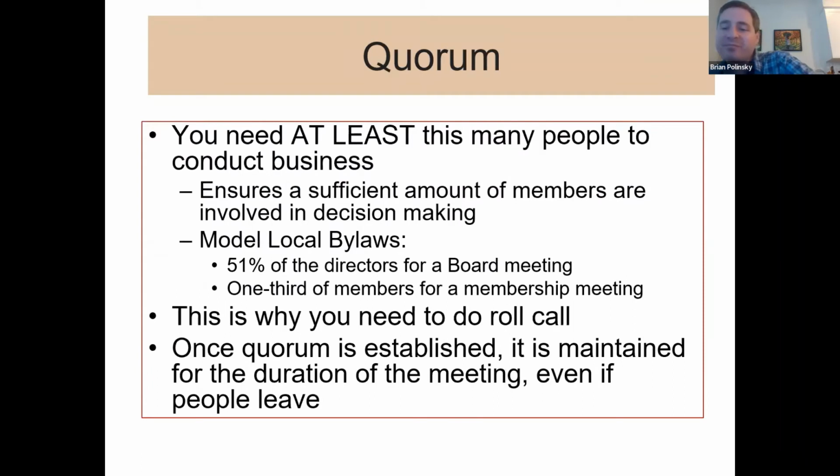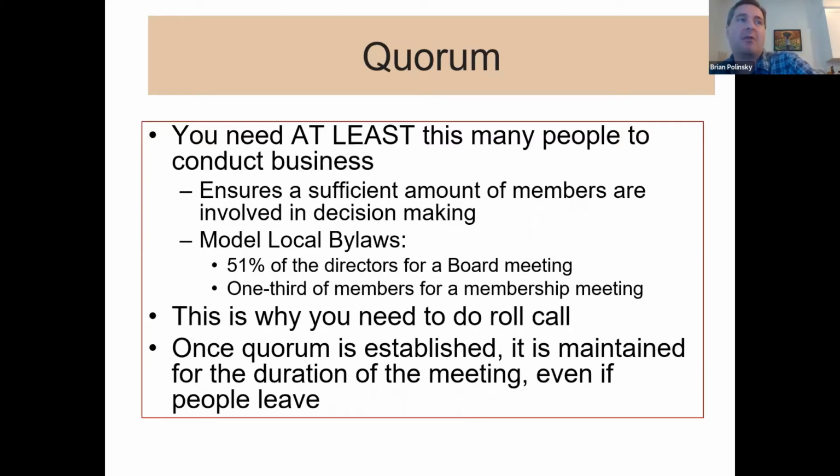Okay, so next topic, quorum. A quorum means you need at least this many people to conduct business at a particular meeting. And the idea of a quorum is that it ensures a sufficient amount of members are actually involved in the decision-making taking place at that meeting.